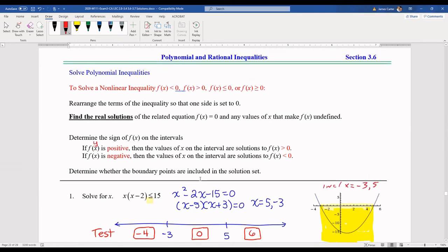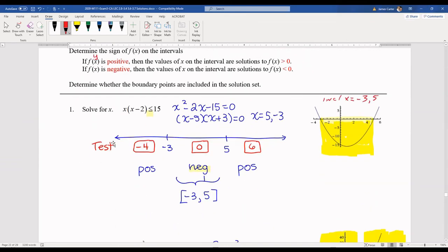Okay, now in section 3.6, we went into inequalities. Okay, so we've got the 4 inequalities. Now, let's look at this one. Okay, first thing we want to do is multiply this out and move the 15 over to the other side so it looks like this. Then we can factor that and get zeros of 5 and negative 3. Here and here.